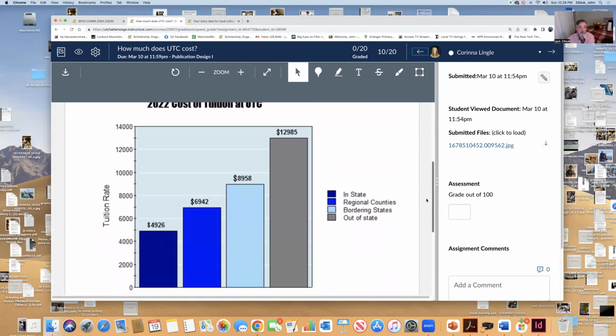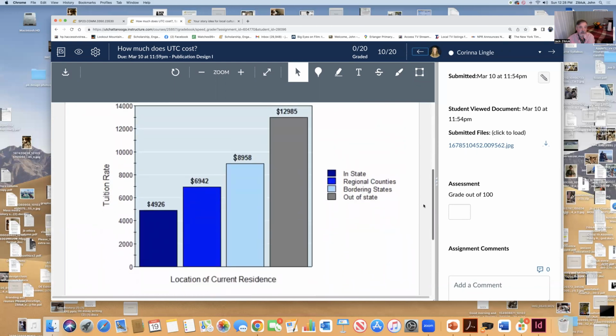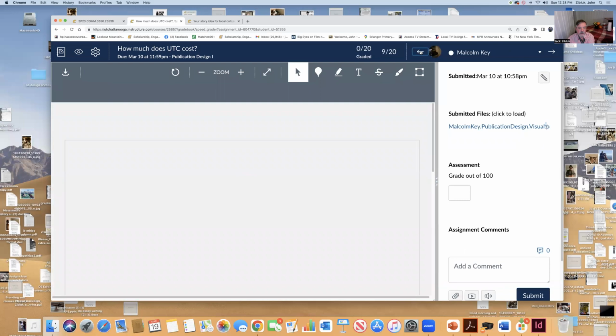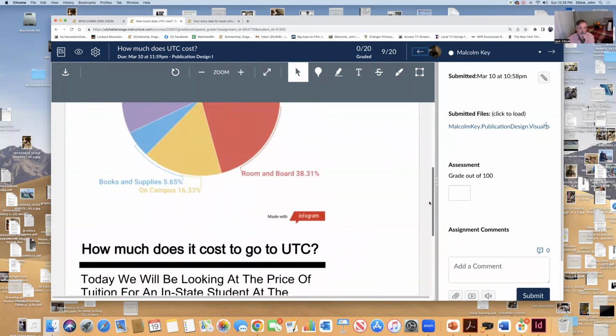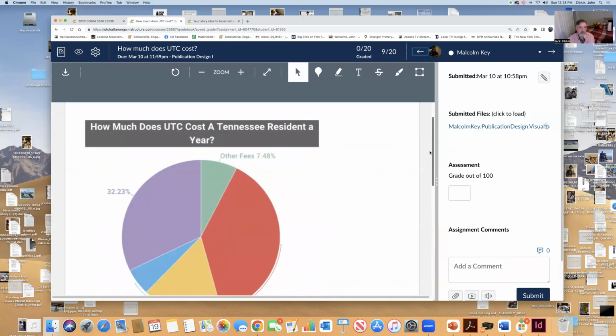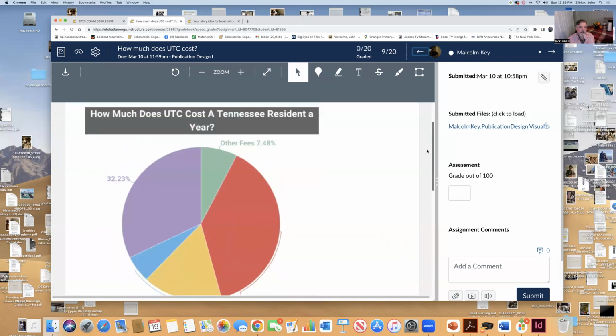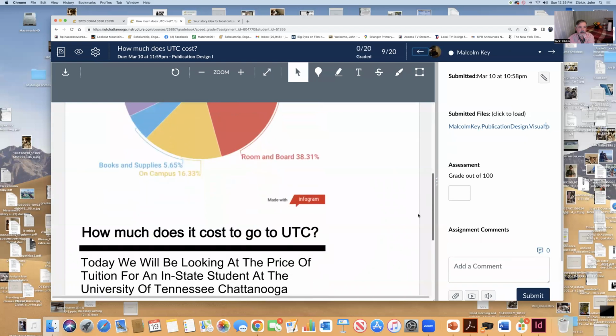Okay, in state. Okay, location of current residence. Shouldn't that be what the costs are? Should just say costs. Location of current residence should be over here, I would think. So it's a little confusing. Okay, fees, all of that. Again, we need a total.